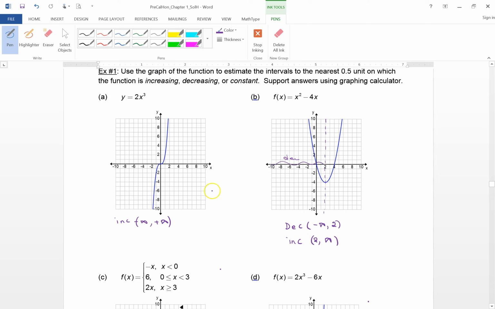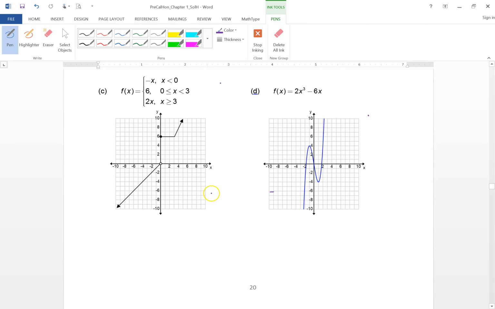Okay. The next one is a piecewise function, but that's fine. So first it's increasing from where to where? Negative infinity to 0. Where else is it increasing? From 3 to infinity. And it's constant from 0 to 3. So just remember that you're always taking the x coordinates. Okay? It's an interval over the x's.